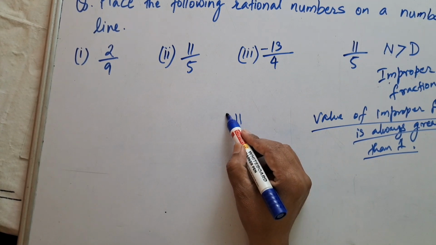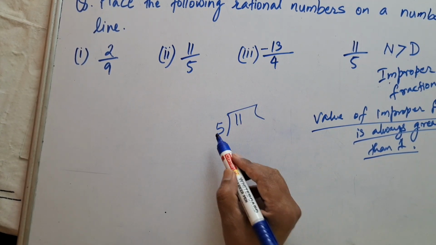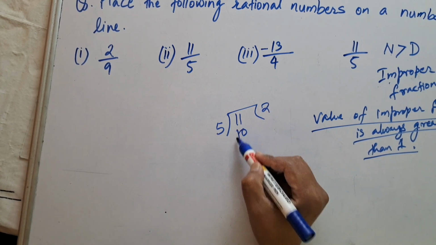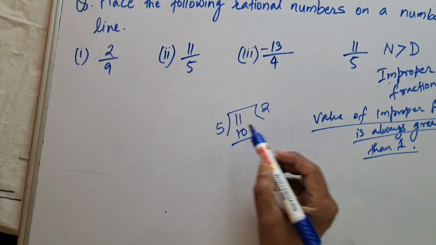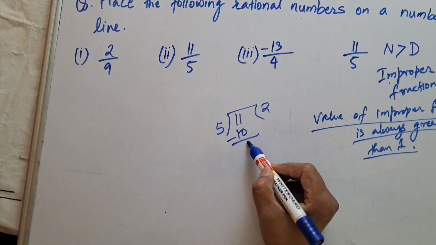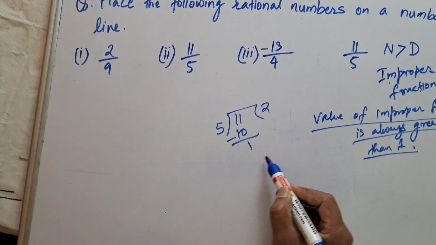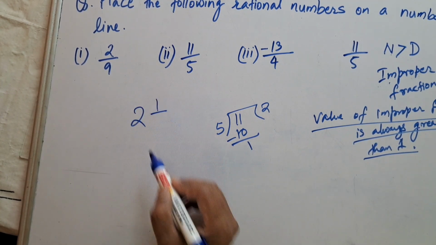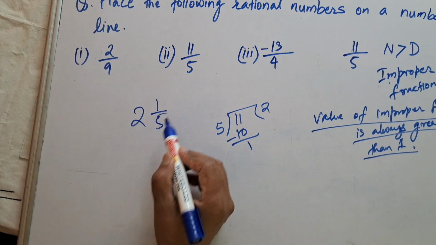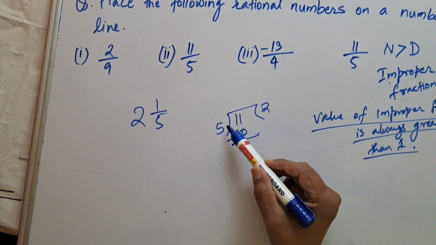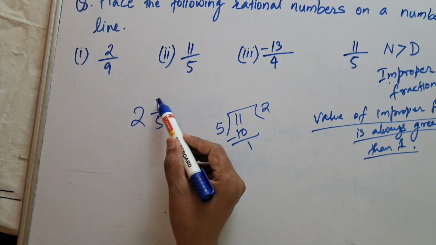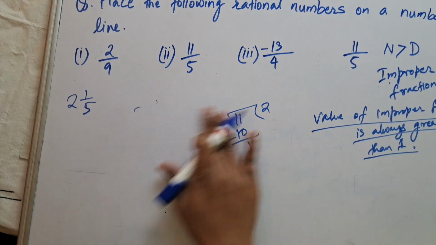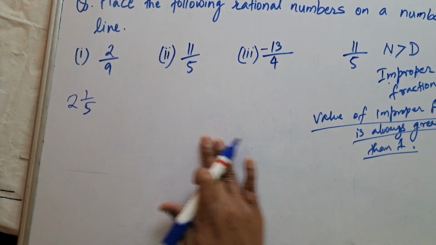Suppose I divide 11 by 5. We get 5 2s are 10, isn't it? 2 is greater than 1. So let's subtract this. 11 minus 10 is 1. So we have 2 as the quotient, 1 as the remainder, and the divisor here. This is a mixed fraction, isn't it? 11 upon 5 means 2 whole 1 upon 5. Let me write here 2 whole 1 upon 5.